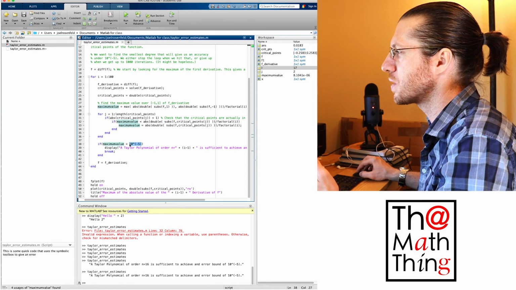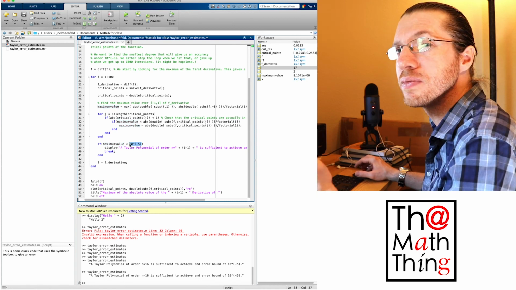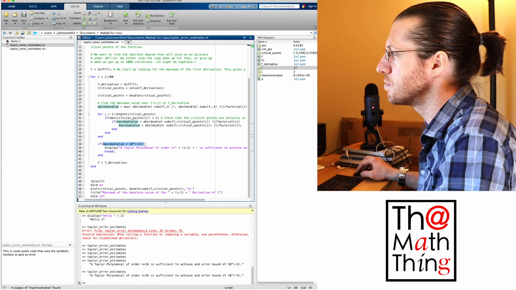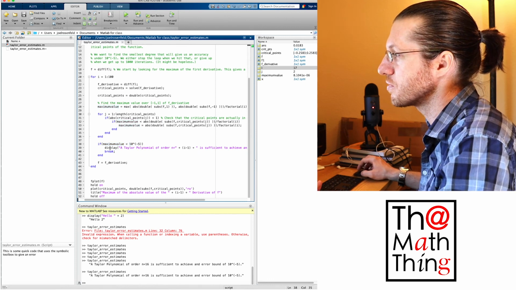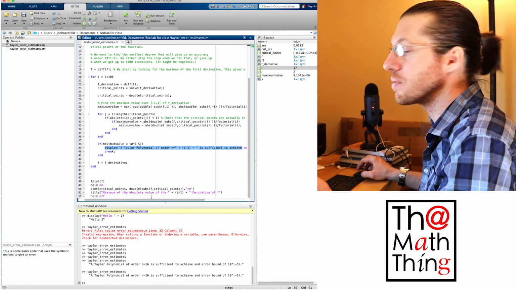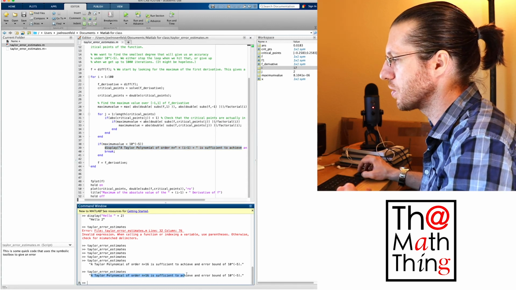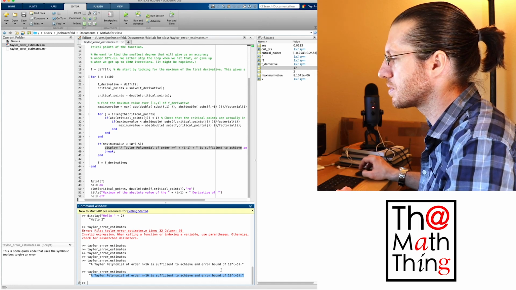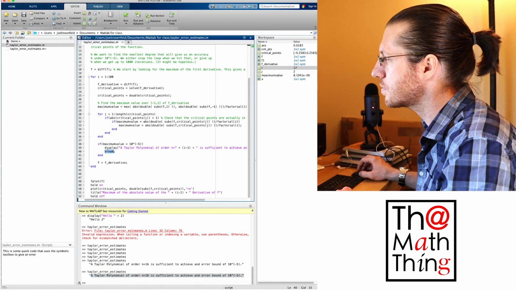Now we set this threshold. We wanted it to be smaller than 10 to the minus 5, and so we check and see, is this less than 10 to the minus 5? And if it is, well, we'll tell you. So I have this display command, which just puts a little prompt. You can see I've already found for this particular function this error bound at 10 to the minus 5.